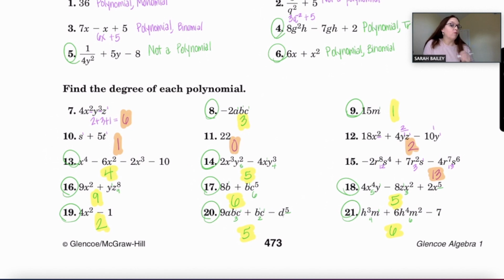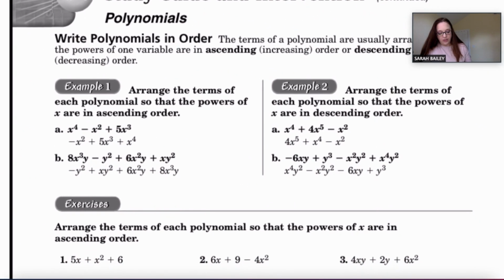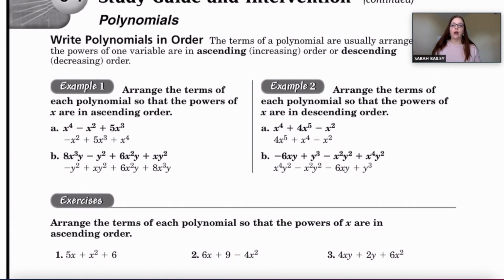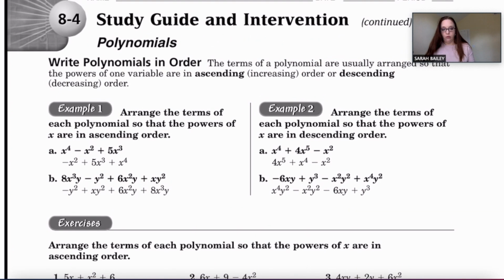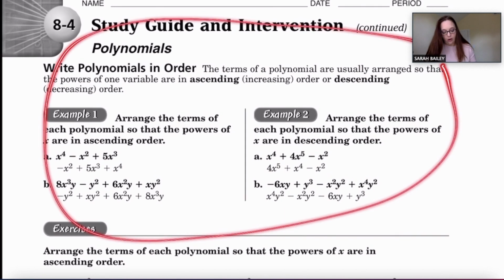Okay, if you have questions about any of these, make sure to bring them to my attention so that I can help you with those. All right, let's go to the next page. So this time we're going to talk about how to write polynomials in particular order. So I want you to, again, pause the video and read through this information.